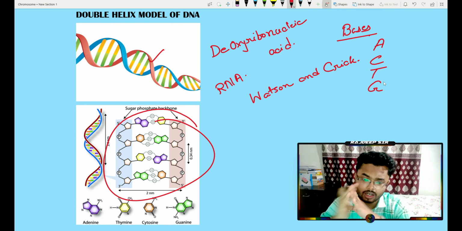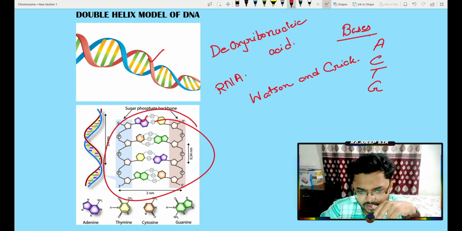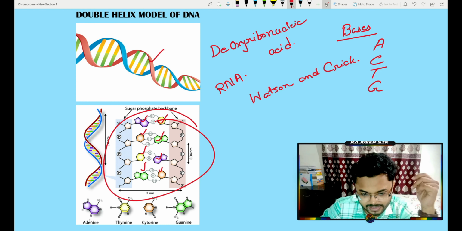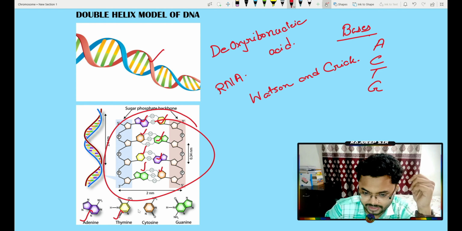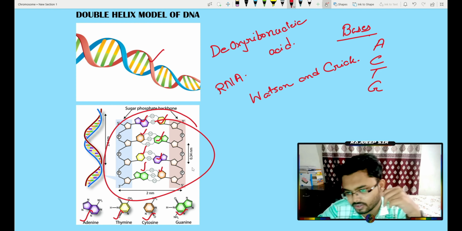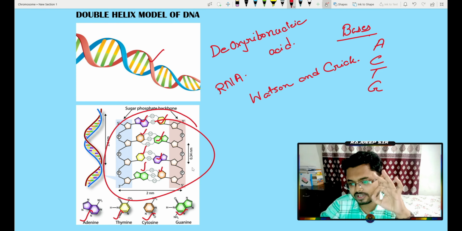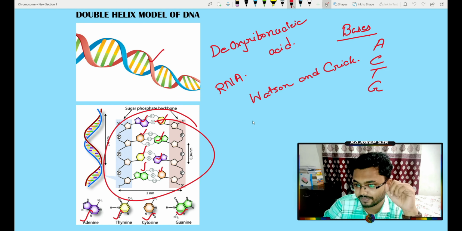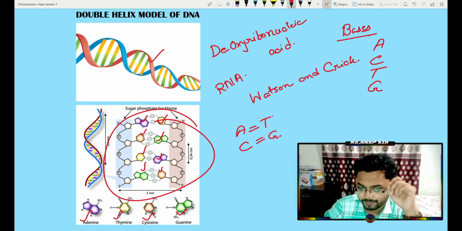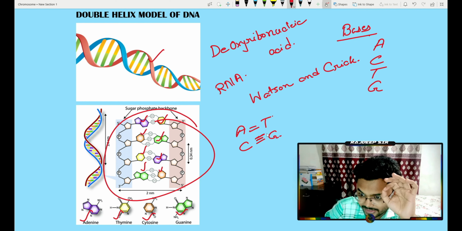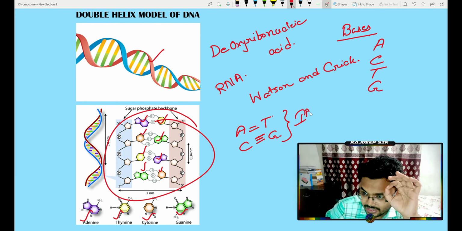You can see these different colors, I hope you can see it. These are the different nitrogenous bases, already written: adenine, thymine, cytosine and guanine. These nitrogenous bases normally combine with each other. Adenine always combines with thymine and cytosine always combines with guanine. Adenine combines with thymine always with a double bond, but cytosine combines with guanine always with a triple bond. Remember this, this is very important.